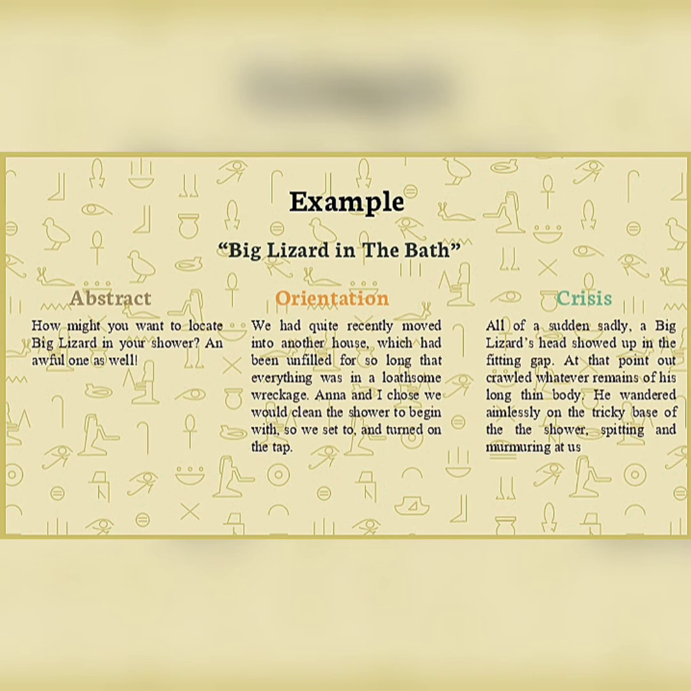The second generic structure is called orientation. We had quite recently moved into another house, which had been unfilled for so long that everything was in a logjam wreckage. Anna and I chose we would clean the shower to begin with, so we set to and turned on the tap. The third is crisis.